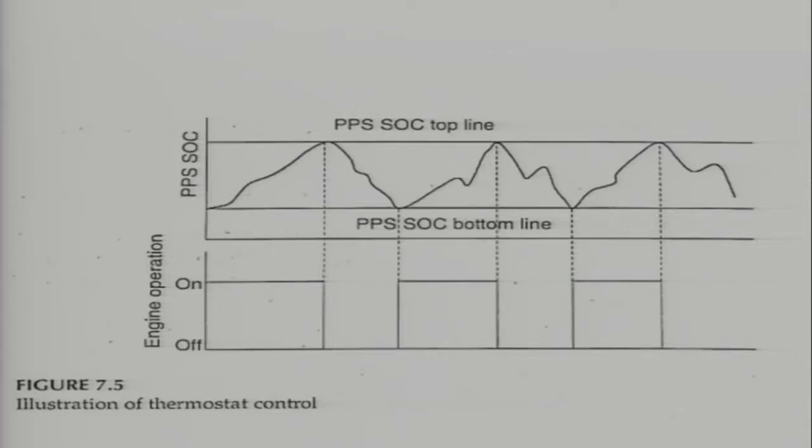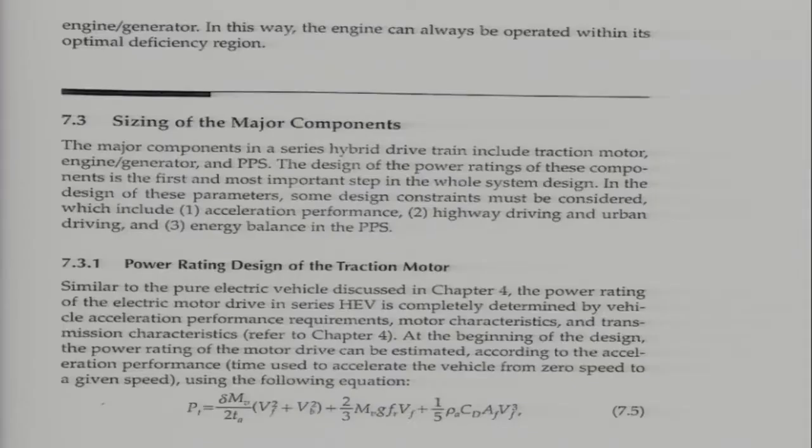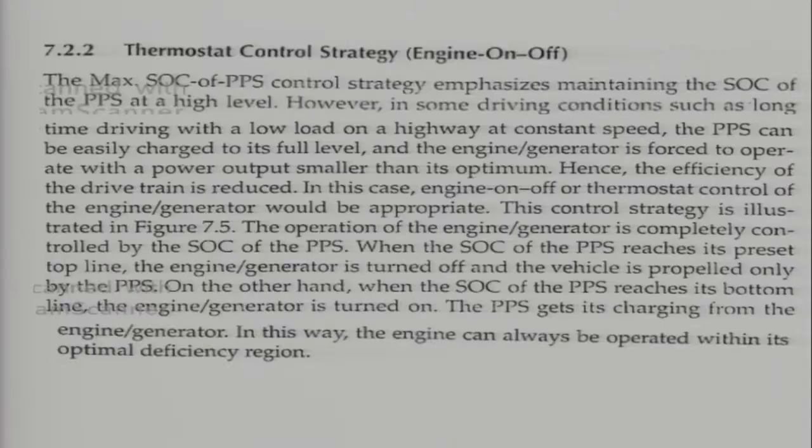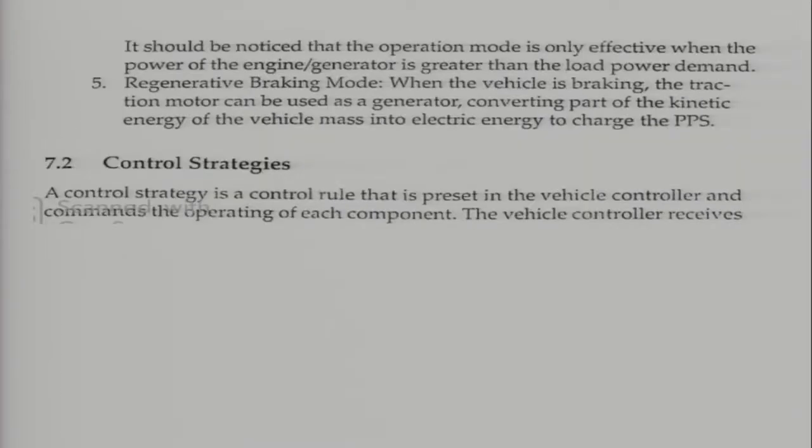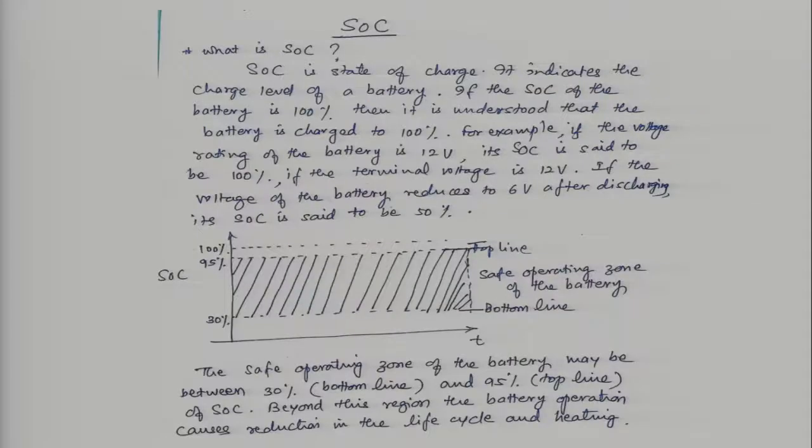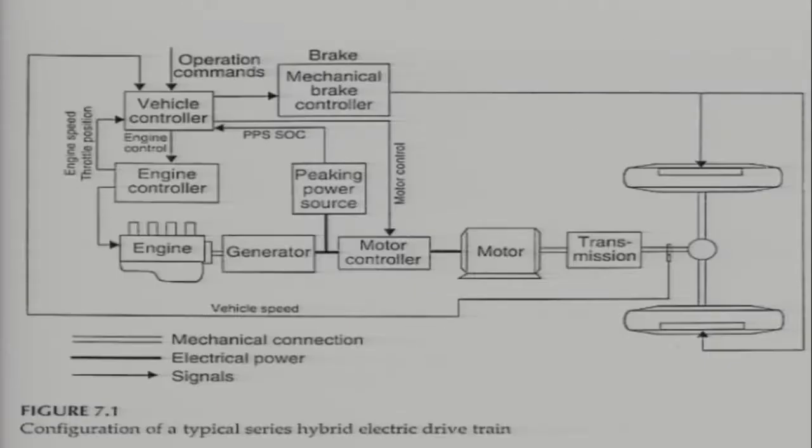Now here, the on-off control strategy, this also we have seen in the earlier class. Now the next part is sizing of the major components. Whatever components have been shown in the first slide, if we go to that particular slide, whatever blocks are there in this block diagram, how exactly can the design of these blocks be done? Especially the engine block, how it is to be designed, the PPS block, and the motor, how this motor can be designed.